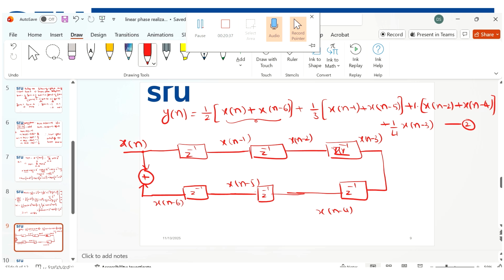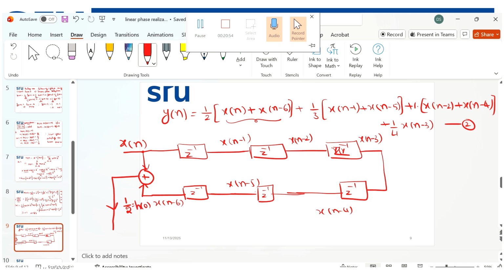So this arrow mark is plus. Now what is the coefficient here? The coefficient is 1 by 2. So this is our coefficient, that is h of 0 is equal to 1 by 2.